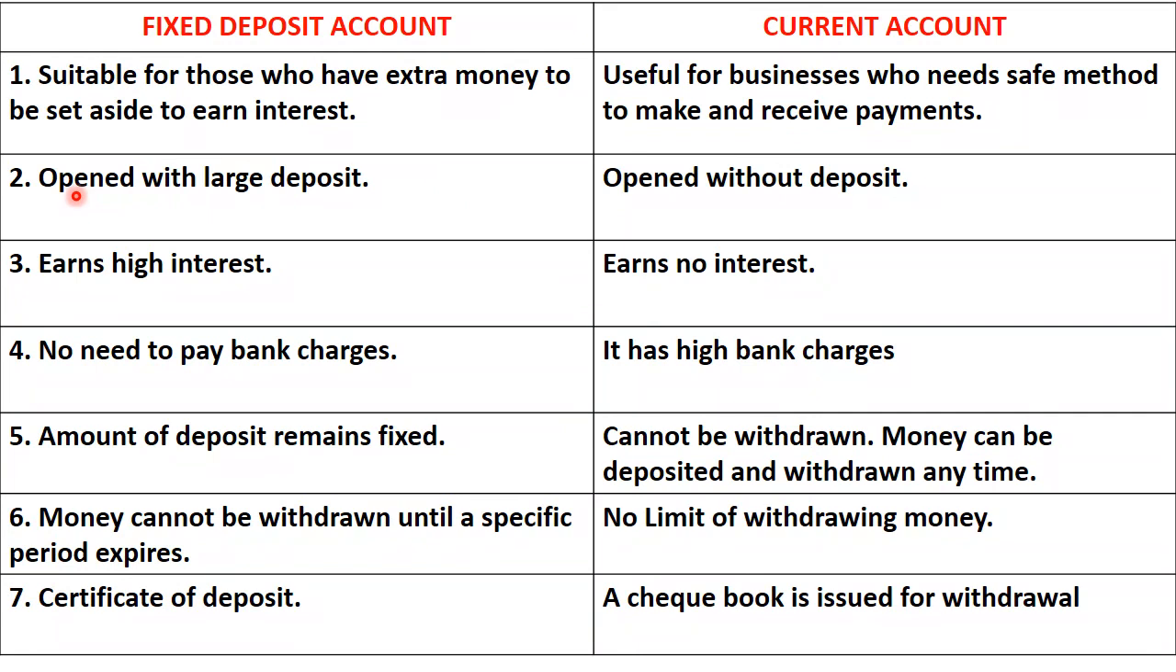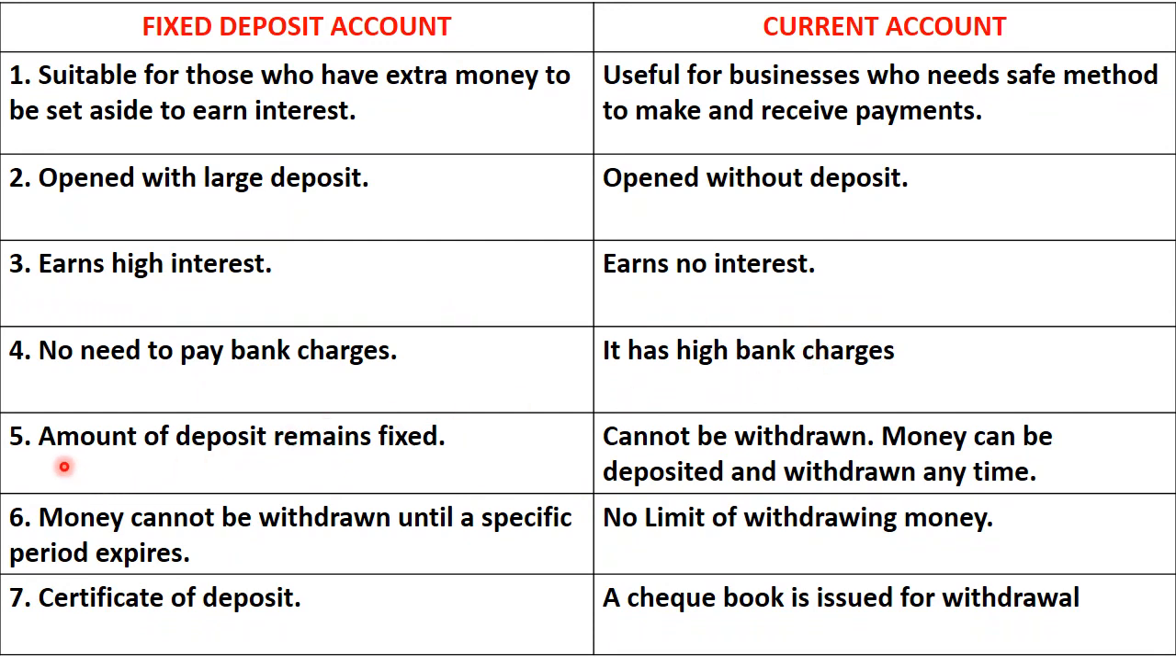Then another difference is that a fixed deposit account is opened with a large deposit. You have to put a big sum of money. Well, a current account is opened without a deposit. Also, a fixed deposit account earns high interest. Well, in a current account, there is no interest. Another difference is that with a fixed deposit account, you don't need to pay the bank any charges. In fact, it's your money which is going to be making more money in the name of interest. Well, a current account has high bank charges because they are going to give you a checkbook and also because you have to withdraw and deposit at any time. So the bank has to be working just to make sure that they satisfy your needs, and therefore the bank is going to be charging you.